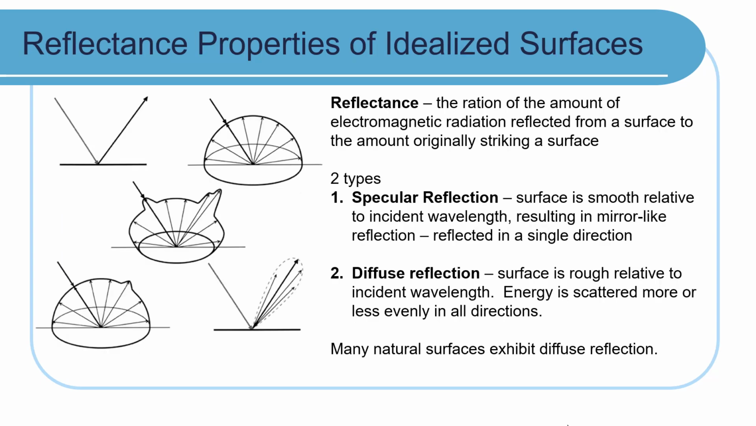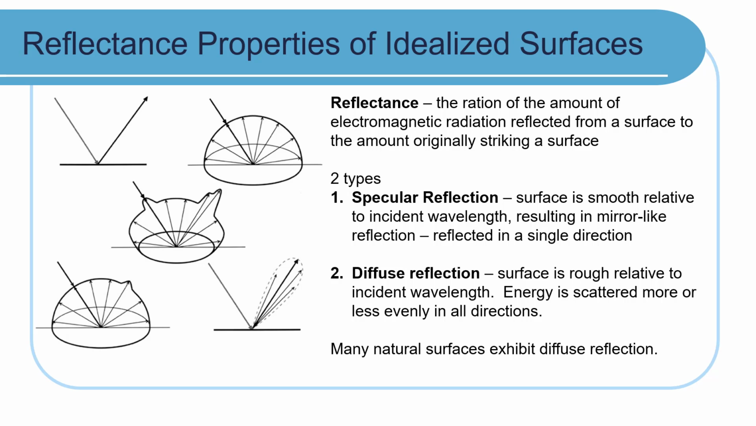So here are some things that can happen with reflection. The amount of electromagnetic radiation that reaches the sensor is dependent upon not only transmission through the atmosphere, but what is going on at the surface. So there's two types of reflection, specular and diffuse. With specular, we have a surface that is smooth relative to the incident wavelength, and this is going to result in a mirror-like reflection. It's only reflected in a single direction. This is very idealized and doesn't really happen in the real world.